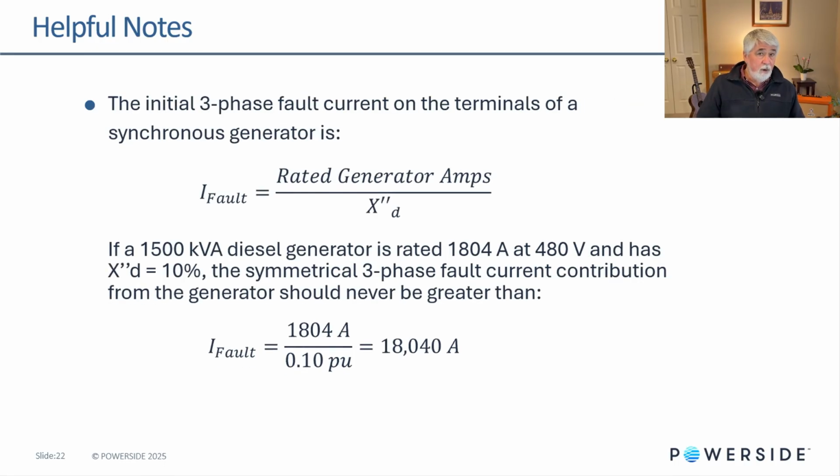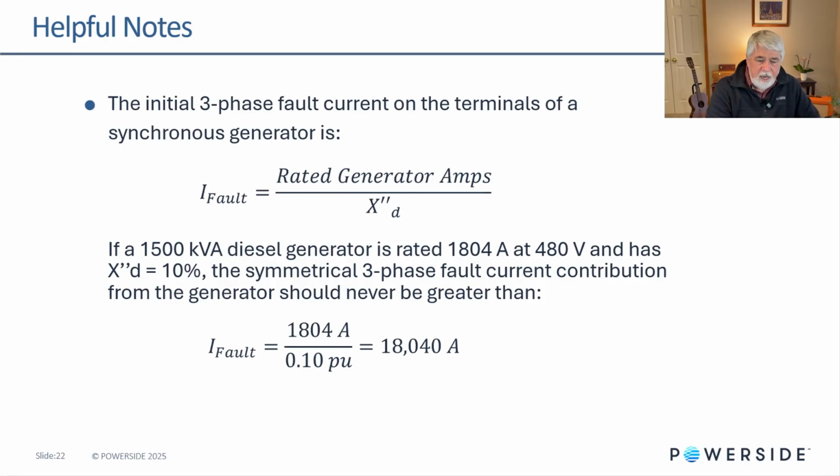Now, for a generator, for faulting right on the terminals of the generator, the 3-phase fault current contribution is, in a similar way, the rated generator amps divided by a quantity called X double prime D. Yes, there's a difference between saturated and unsaturated values, but let's just look at this from the perspective of X double prime D. For the worst case fault current you'd use the saturated value, but either value will get you close.